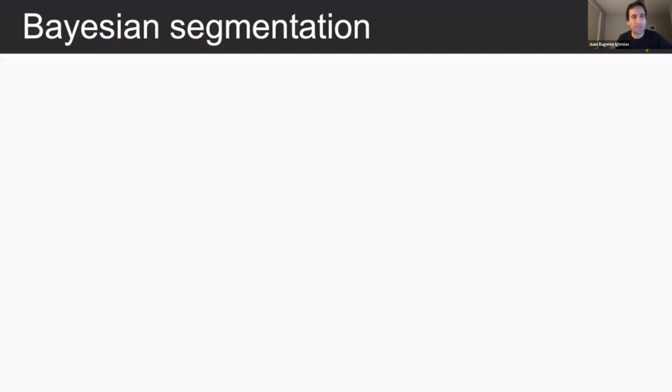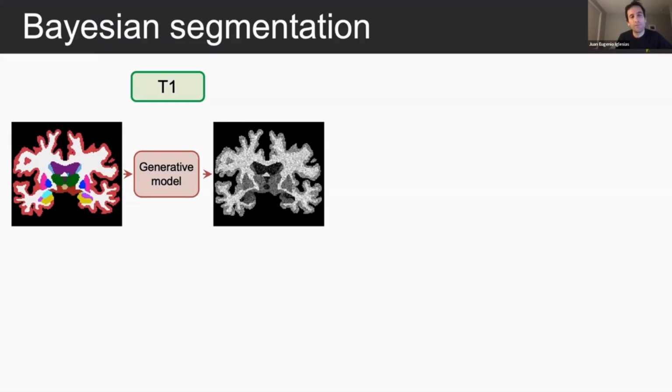This is a bit of a hipster segmentation technique. But at the same time, it's also the foundation of the work we've done after. So I'm going to quickly go over it. For the younger people in the room, Bayesian segmentation relies on a generative model of image appearance.